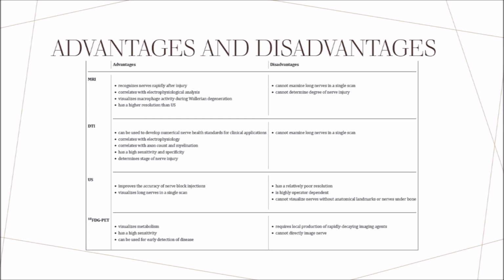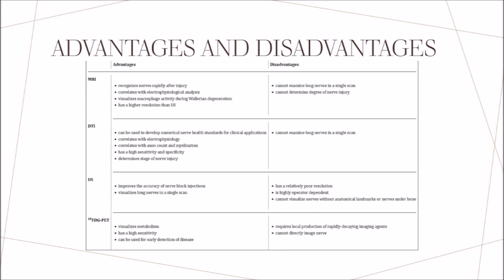DTI is extremely helpful in quantifying the degree to which the nerve is injured, but is not so good at actually imaging the nerve and its injury. Ultrasound is extremely helpful when trying to administer different drugs using a catheter into a nerve, but it has a relatively poor resolution and is not the best for actually imaging the nerve and looking for injuries.